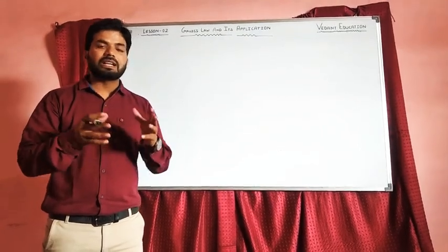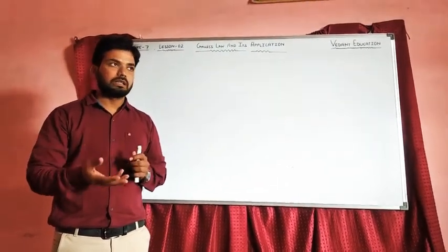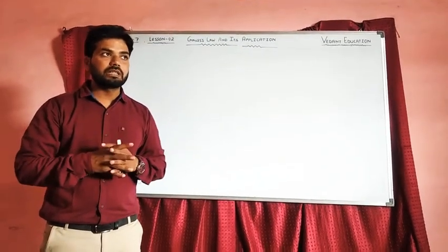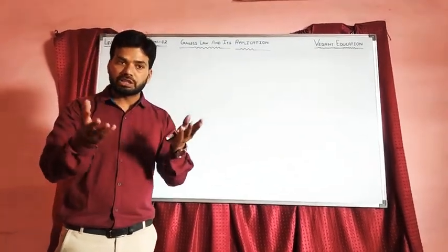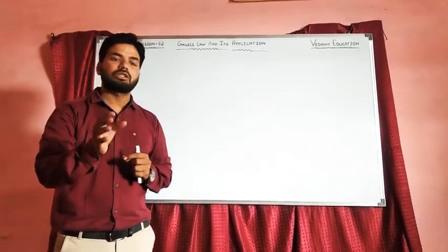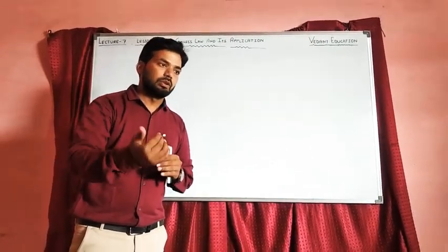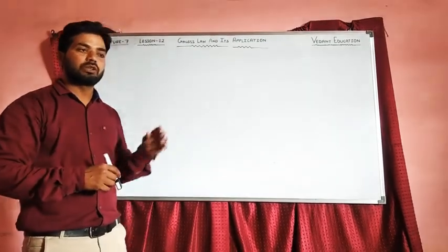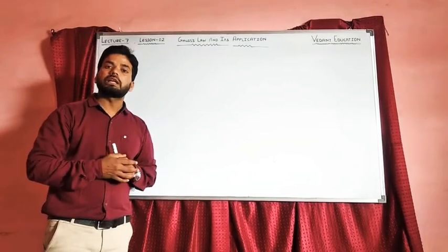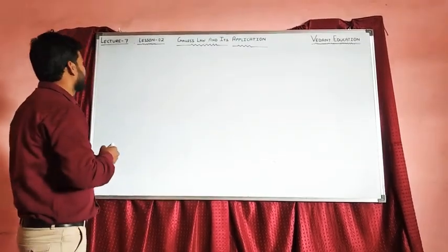Gauss was a scientist who provided us the simplest way to find the electric field intensity from a continuous charge distribution as well as a discrete charge distribution. So let's start lesson 2. The first topic in lesson 2 is electric flux.